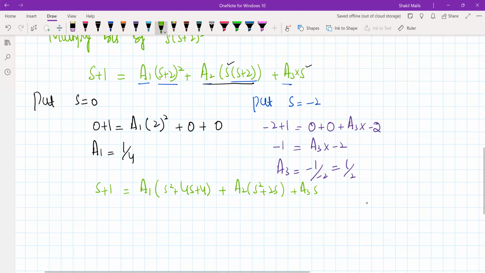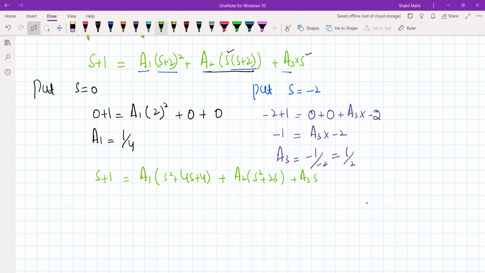So what we'll do, we'll compare the s square terms on both sides. We don't have an s square term here. We don't have an s square term here, but we can add that. We can say this is 0 s square term. So this doesn't make any difference. Also here, this does not have s square term. So we'll say 0 s square term. So this will make no difference.